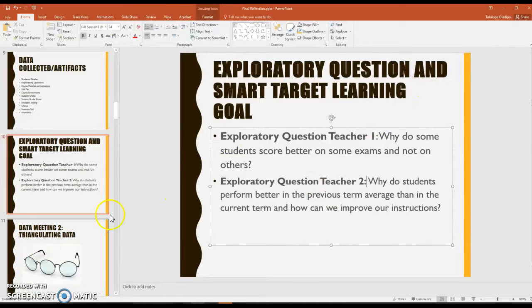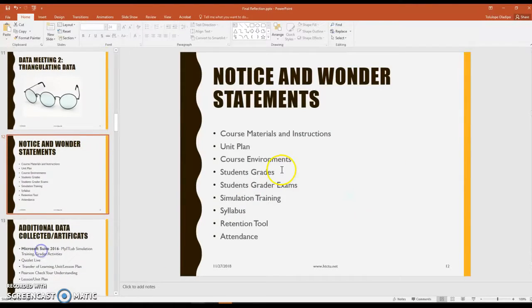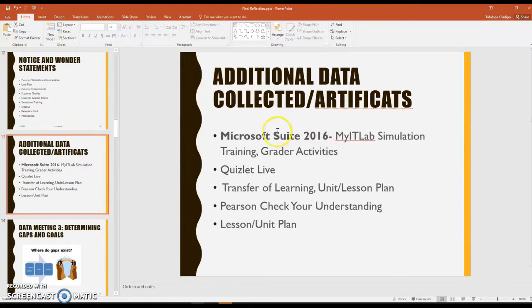And then for meeting 2, here we triangulated some additional data, and we also came up with our notice and wonder statements as well. We also looked at some data like the student grades, the student exam simulations, and many other data. We reviewed the Microsoft Suite. We used Quizlet, Transfer of Learning, Uniplan, and Percy My IT Lab.